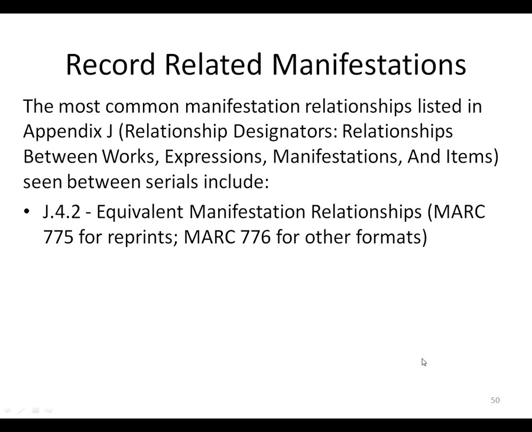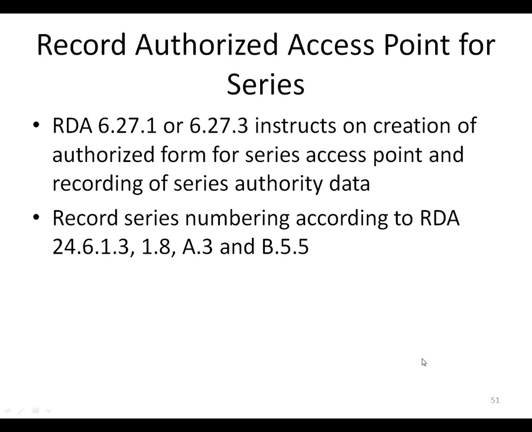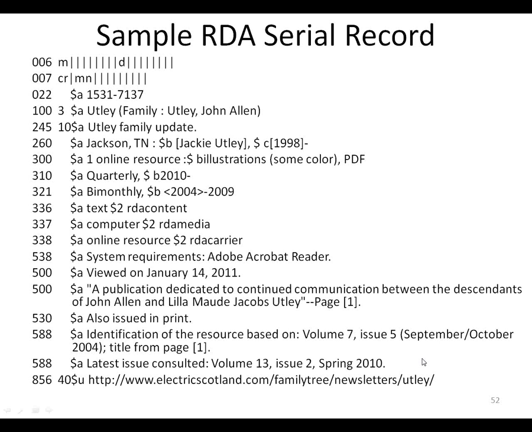And then if you record related manifestations, so if you have a publication, a serial appearing in different formats, you have Appendix J that will describe the different relationships, and MARC 775 or 776. Finally, you would have your access points for series, and those are similar to the practice we currently follow. So, I've recorded the RDA instructions there and how the series numbering is recorded. And here's a sample RDA record for you to look at after we've been through all that.